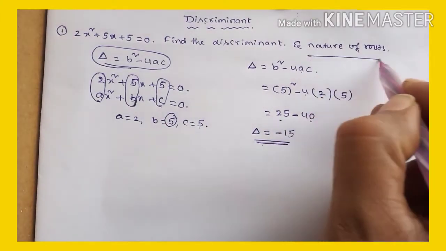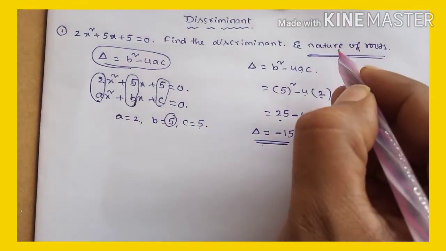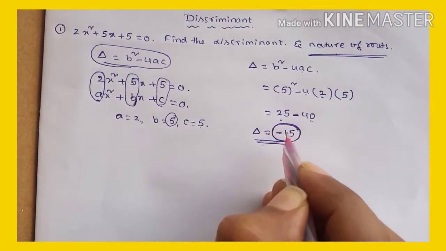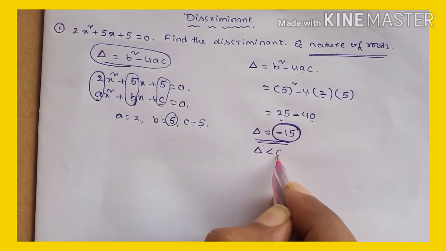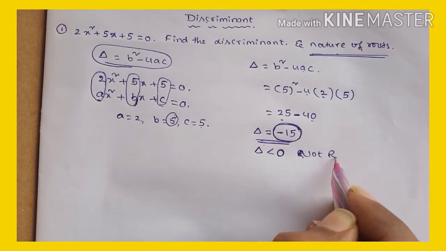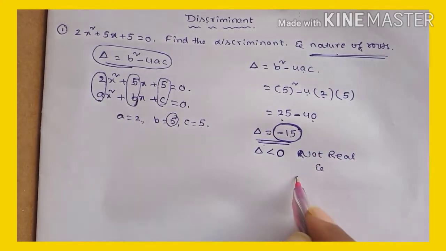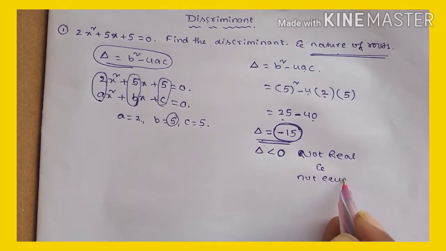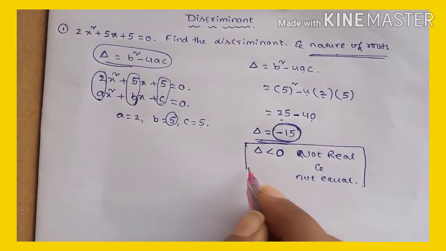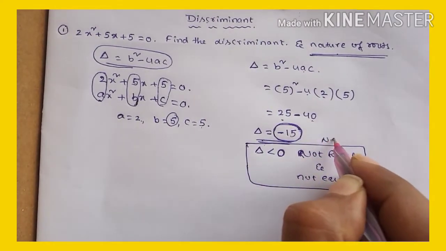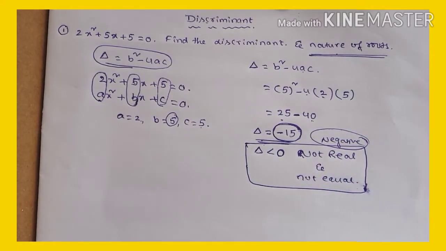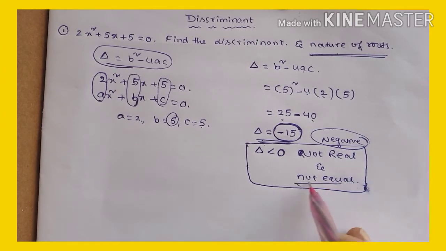If we are asked to write the nature of the roots, that depends on the delta value. Here the delta value is negative, or less than 0, then roots are not real and not equal. Roots are not real and not equal when delta value is less than 0. I mean, if we got any negative value, then the roots are not real and not equal.